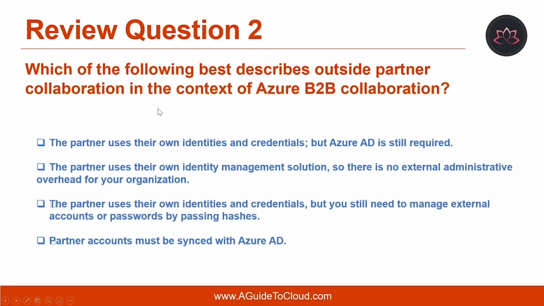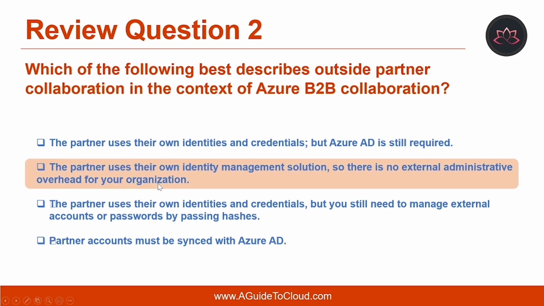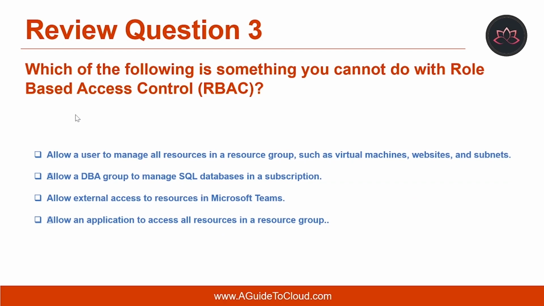Let's look at question number 2. Which of the following best describes outside partner collaboration in the context of Azure B2B collaboration? The correct answer is the partner uses their own identity management solution, so there is no external administrative overhead for your organization. Let's look at the third question. Which of the following is something you cannot do with role-based access control, or RBAC? The correct answer is allow external access to resources in Microsoft Teams.